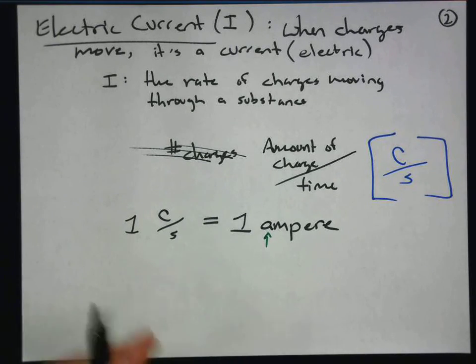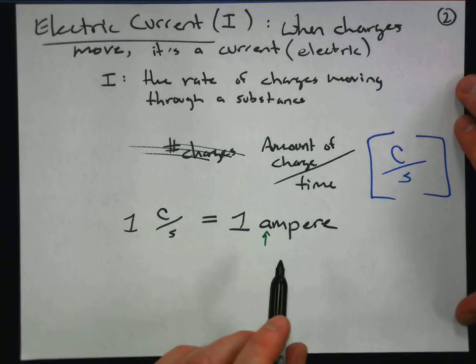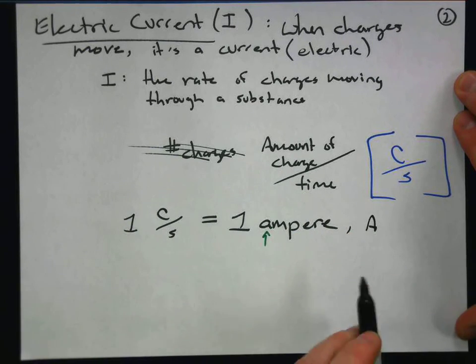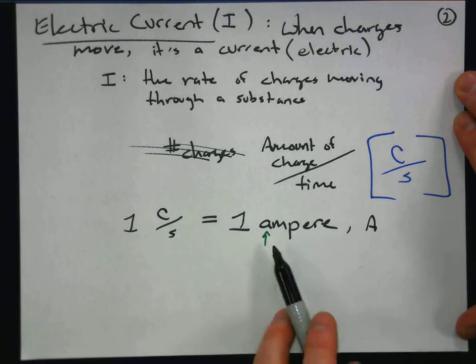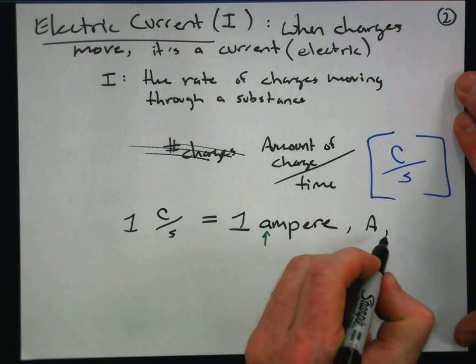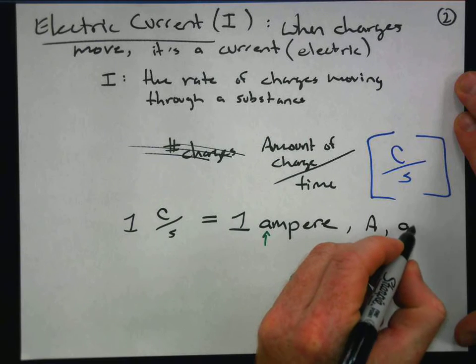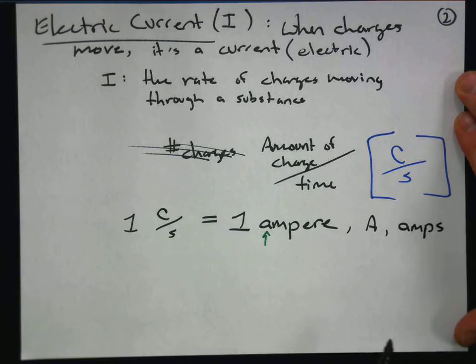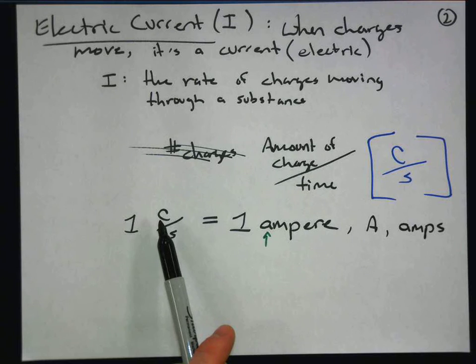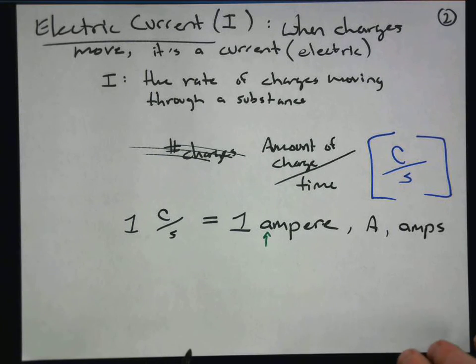But when you abbreviate and use the short version, then you do capitalize the first letter. So an ampere, you might just say capital A for amperes. But there's another common thing that's done. We simply say amps sometimes. Same thing. So 1 amp or 1 ampere is 1 coulomb per second. And coulomb is amount of charge, seconds obviously time.